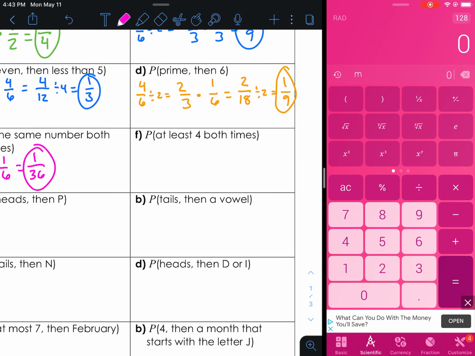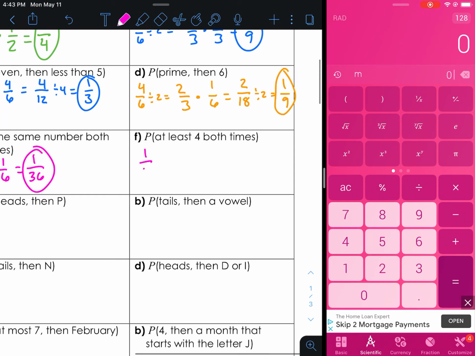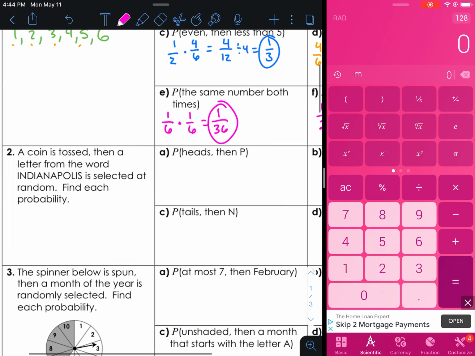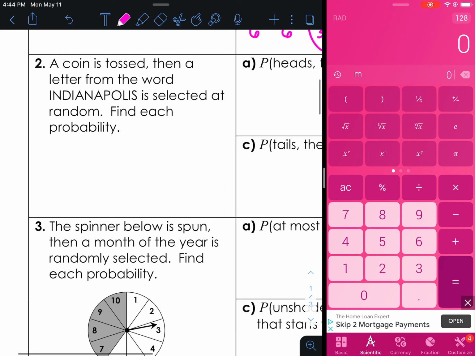All right, our last one here, letter F, at least 4 both times. So at least 4 means include 4, 5, and 6. So that is 3 out of 6, or 1/2, and 1/2. And we know that 1/2 times 1/2 is 1/4. We learned that earlier.